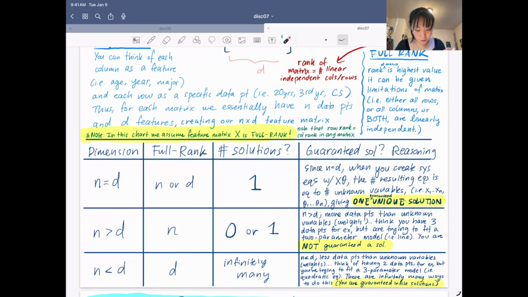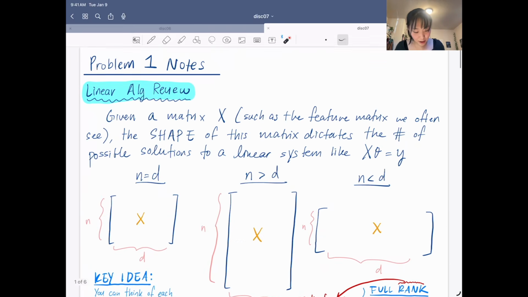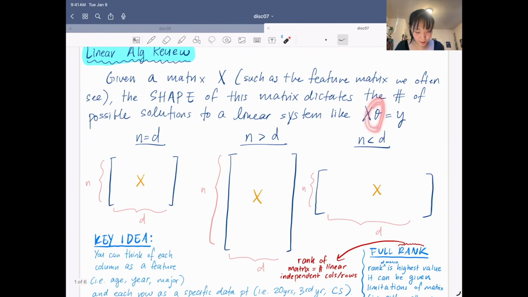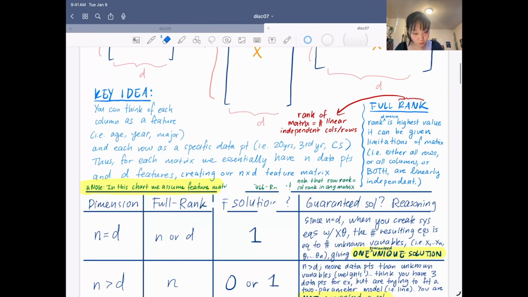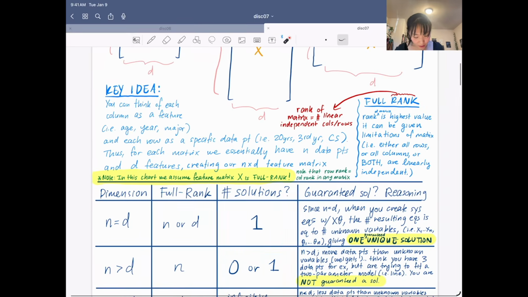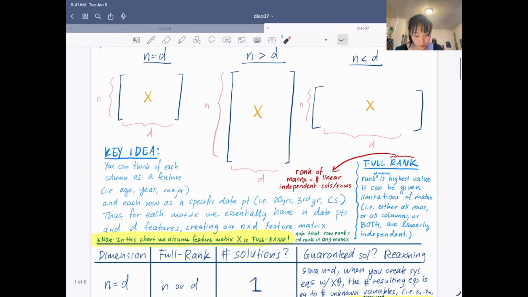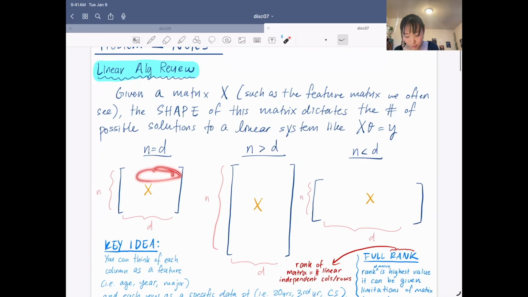And in a square matrix, when we're solving a system of linear equations, such as x theta equals y, where theta is the parameter weights that we're trying to find, the number of solutions is just 1. How come? Since n is equal to d, when you create a system of equations with x theta, the number of resulting equations is equal to the number of unknown variables. You can think of this matrix multiplied by our theta values, theta 1, theta 2, and so on, to get y, which is our output.